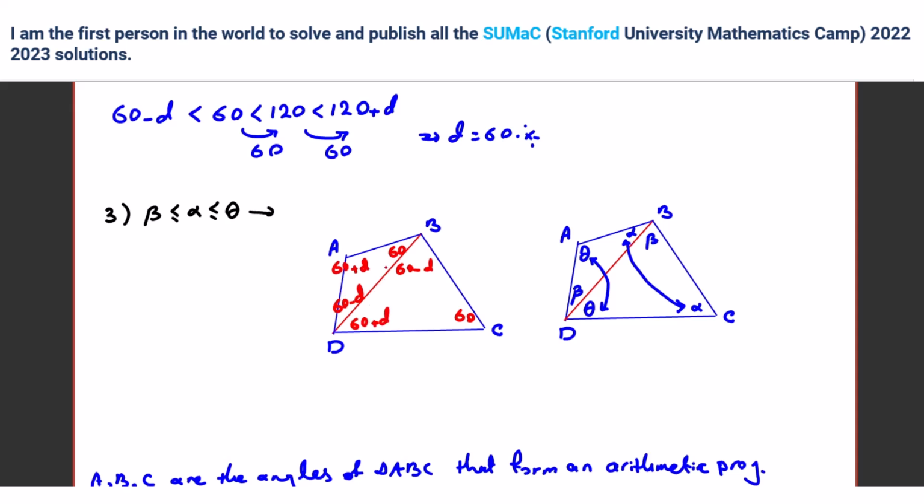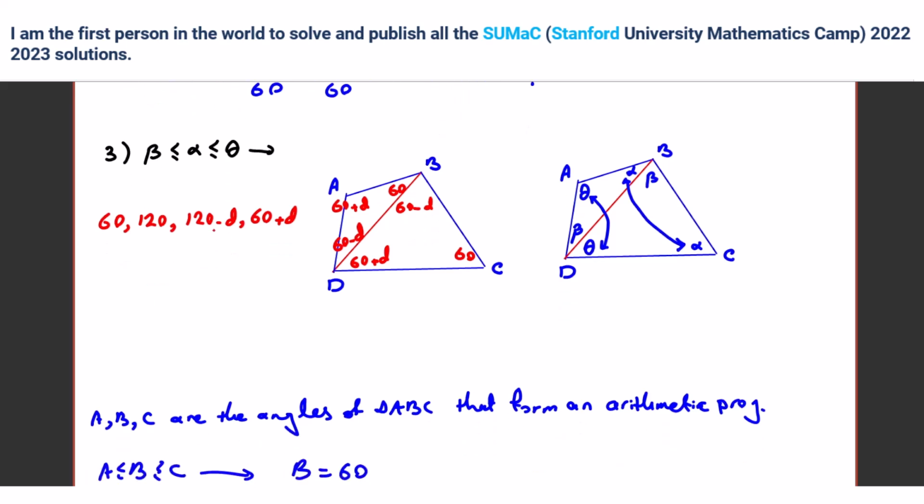Agreed? So if you check the angles, it's 120, 60, 120 minus d. So let's write 60, 120, 120 minus d, and 60 plus d. So we don't know the order, but we know d is less than... Oh no, we cannot say d is less than 60. Okay, so we should consider the cases. Which of them is the smallest one? We don't know, so we should consider 60 is the smallest one or 120 minus d, right?